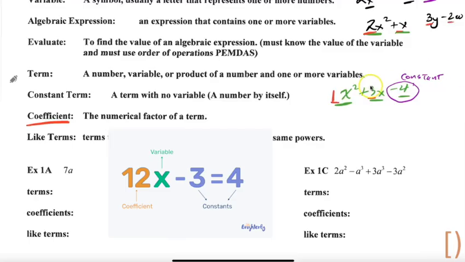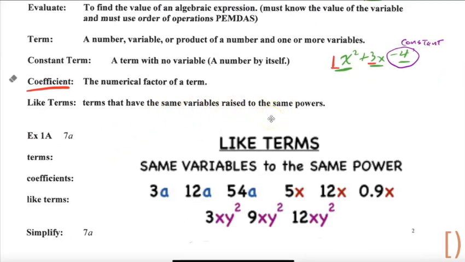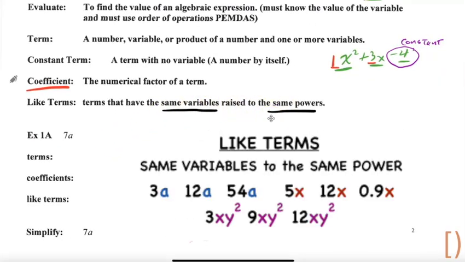Those are the coefficients. And then like terms are terms that have the same variables raised to the same power. So the variables have to match. For example, if I gave you 2x squared plus 3x minus 4y plus 5x. The only things here that are like terms, they have to match exactly. So it's like a matching game. It would be the 3x with the 5x.